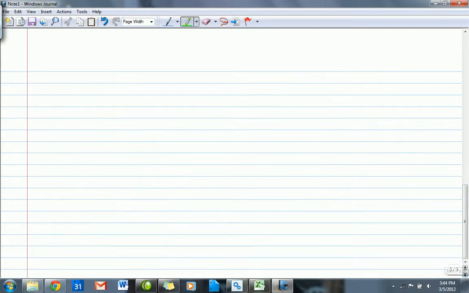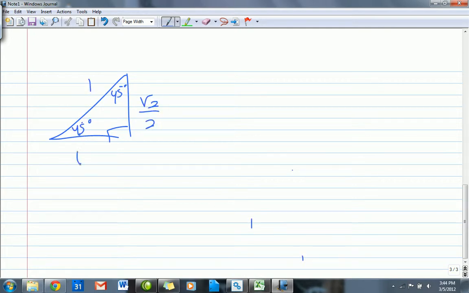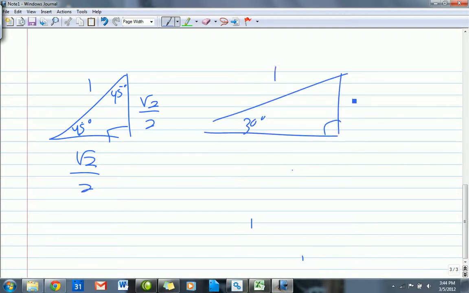To summarize, two special cases of these right triangles with hypotenuse 1 look like this. And here's my old 30-60-90. What I want you to do is learn these and have them understood for tomorrow's class, so we can indeed use them within the context of trigonometry.